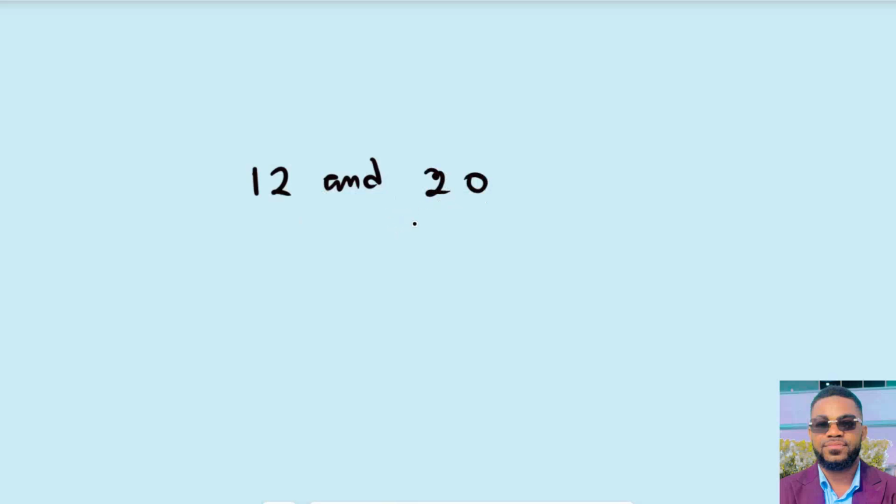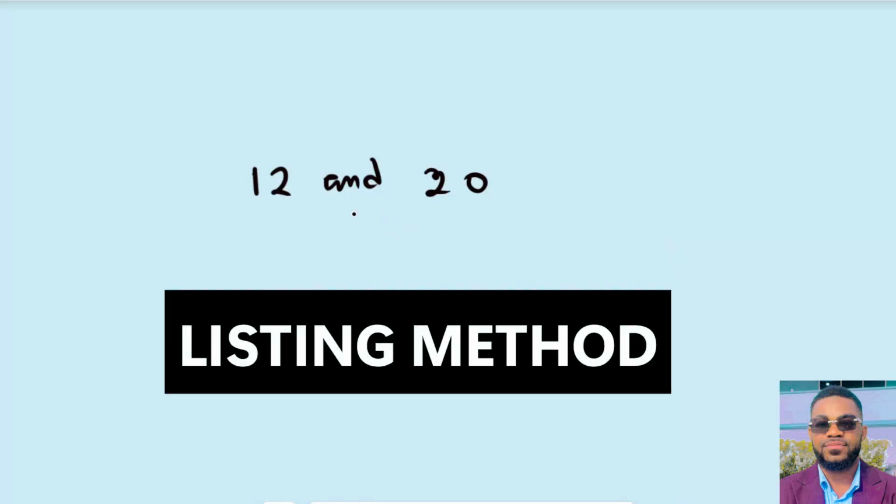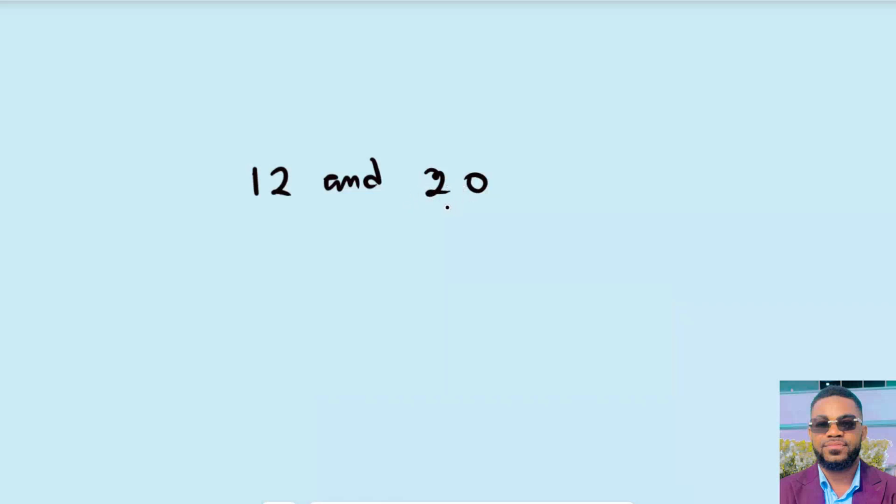A simple approach is the listing method: you find the multiples of 12 and also the multiples of 20, then you get the answer. But in this case, we are going to use the prime factorization method to get the LCM, which is also called the least common multiple.